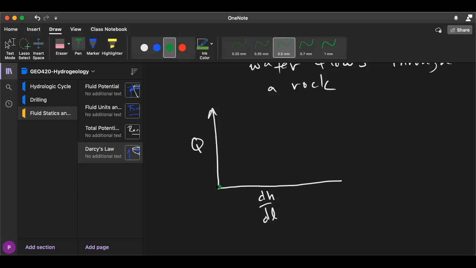As I increase my hydraulic gradient, my discharge is going to increase. I'm going to have to deal with this negative sign at some point. We're not going to go there yet. And this line, it's a straight line, all right? The slope of this line, the slope, M, here would be equal to negative Ka. That's what Darcy's law says.